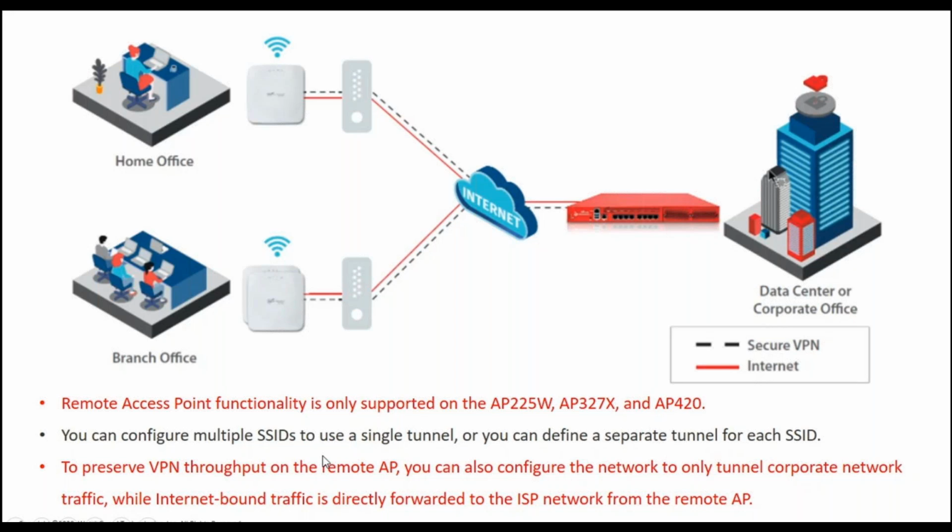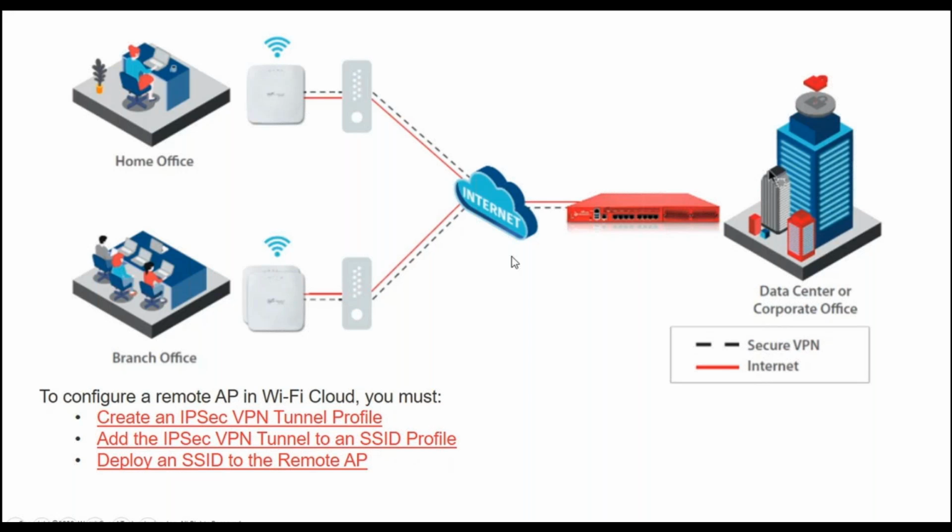You can configure multiple SSIDs to use a single tunnel, or you can define a separate tunnel for each SSID. It depends on the protocols and the policy that you have. To preserve the VPN throughput, you can do a split tunnel. So the normal traffic of the end users can go directly to the internet. If it is going to a specific internal network protected behind the firewall, then only that traffic will be tunneled through the VPN tunnel.